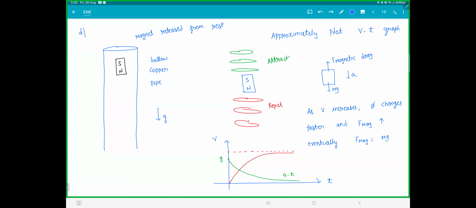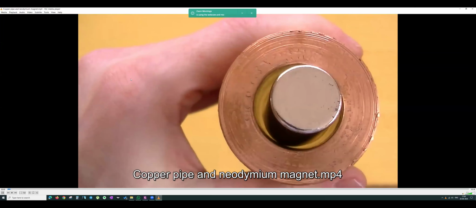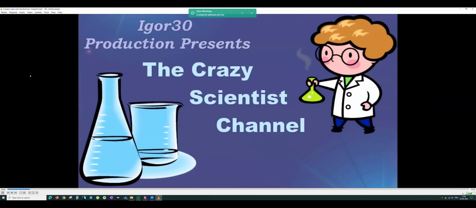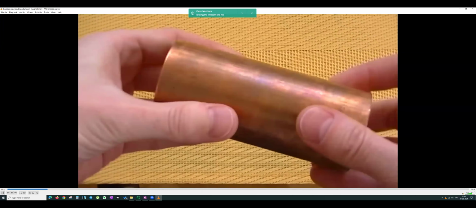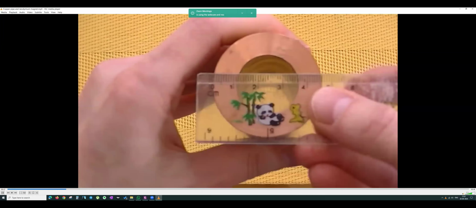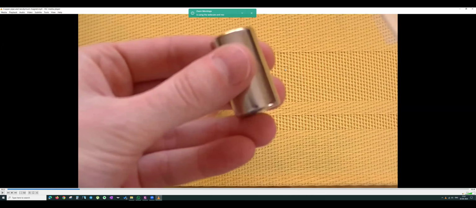It's a good one. Look at this. So this guy took a copper pipe. A thick one is better; you'll get more terminal velocity. The scale is cool. It has a panda. He's just trying to show the diameter. This is a neodymium magnet. These are pretty strong. You can get it on Amazon.